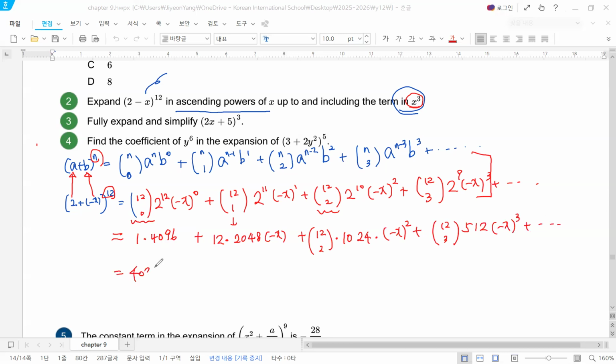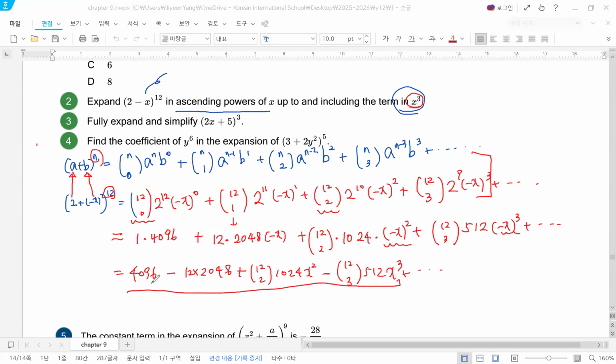It equals 4,096, and then negative 12 times 2,048 x, and then negative x squared becomes positive, so plus 12 combination 2 times 1,024 x squared, plus 12 combination 3 times 512, and since negative x cubed becomes negative, you should rewrite this using a negative sign, x cubed, plus ... So you should write down these 4 terms after calculating these values.